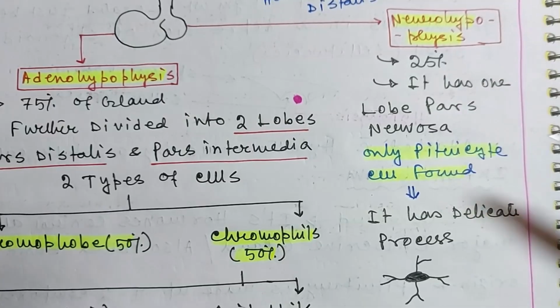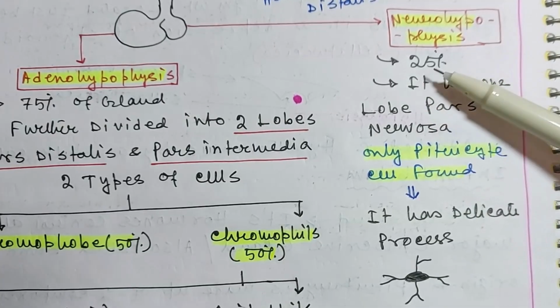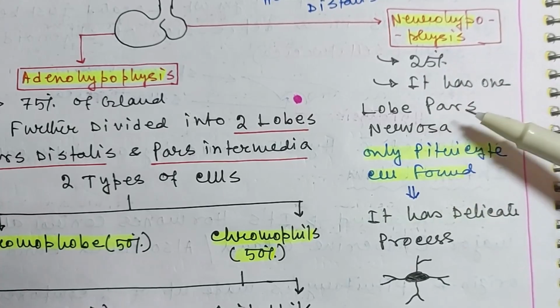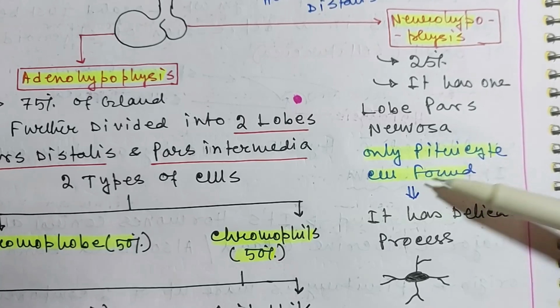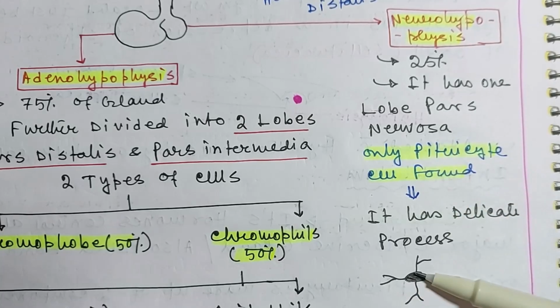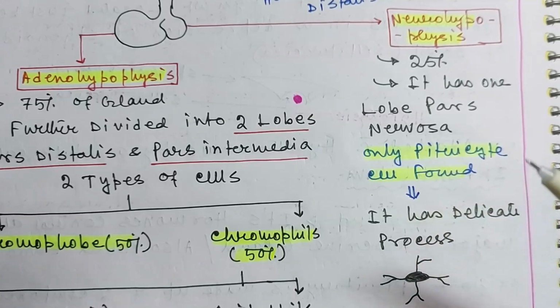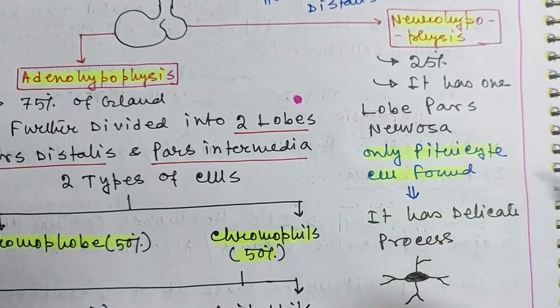Now study the histology of the neurohypophysis. This neurohypophysis is only 25% of the total pituitary gland, and it has one lobe, the pars nervosa, where only pituicytes are found. These are the pituicytes, and they have delicate processes. Not only these pituicytes, but also Herring bodies can be found in the neurohypophysis, and Herring bodies are swollen parts of axon terminals of the supraoptic nucleus and paraventricular nucleus.